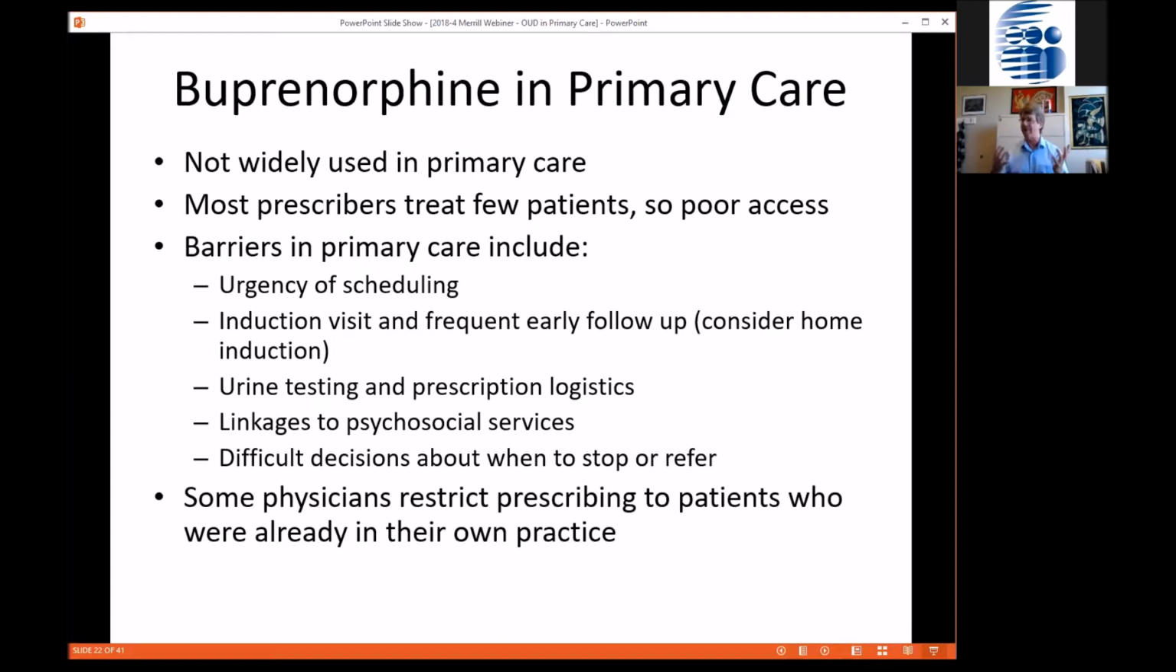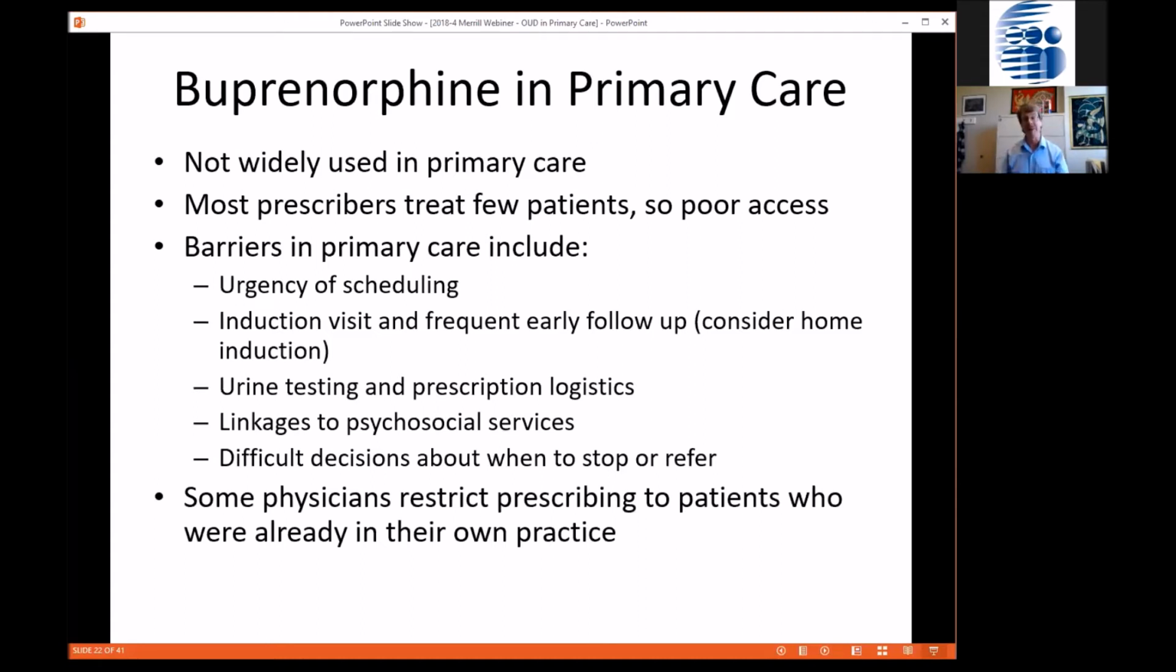They don't want to wait around for weeks to get their new patient appointment. And maybe there's an appointment, and maybe there's going to be a couple of appointments before they get their induction, so patients may drop out. So that's one barrier. Also, when it was recommended that you do the induction in the office setting, that's another barrier for primary care docs.